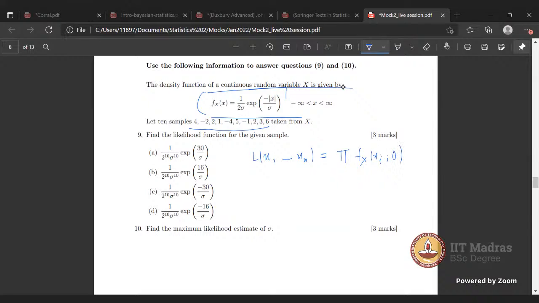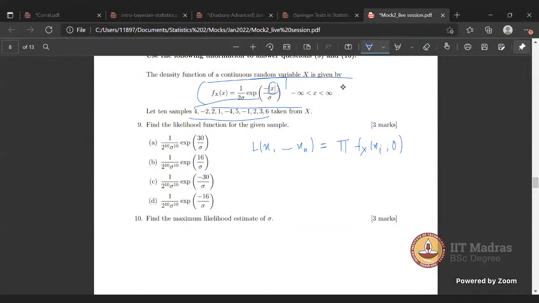Let's write it here. So this fx, if you put x, you just substitute these samples in place of mod x, and you do the product. So you have 1 by 2 sigma e to the power minus mod 4. It is going to be minus 4 by sigma into 1 by 2 sigma.